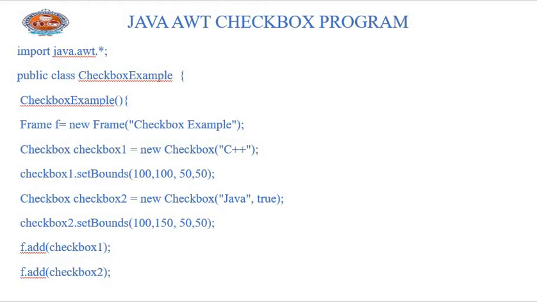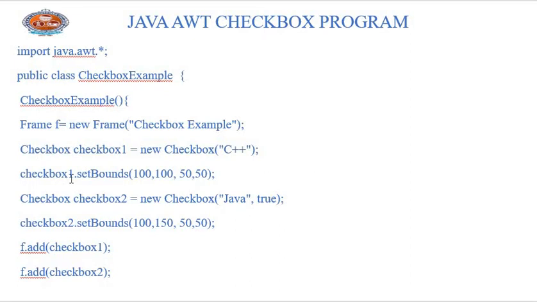Okay, so the example program. Import the AWT package. Next, the class name is CheckboxExample, class open. Next, the method CheckboxExample, method open. Here we can write Frame f equal to new Frame of CheckboxExample. Next, we write the Checkbox object: checkbox1 equal to new Checkbox("C++"). The checkbox is C++.